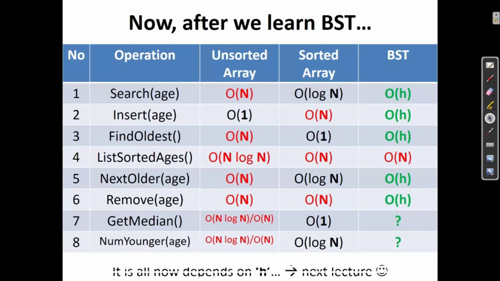Next older, how do I find that? Use successor, the successor of this particular age. This is O(h) time also. Remove an age, just call the remove or delete operation, O(h) time. You have two more, get median and number of younger; this one we reserve for next week. As you can see, for BST almost everything is O(h) time, except for list sorted ages, which must be O(n) time. So it depends on what h is.